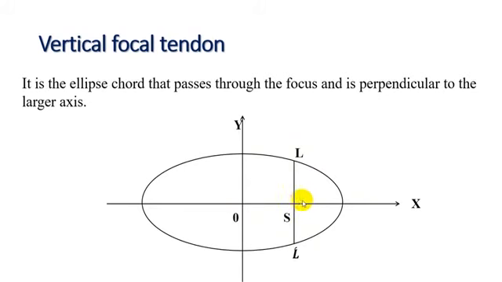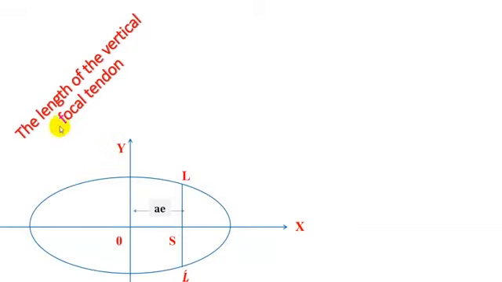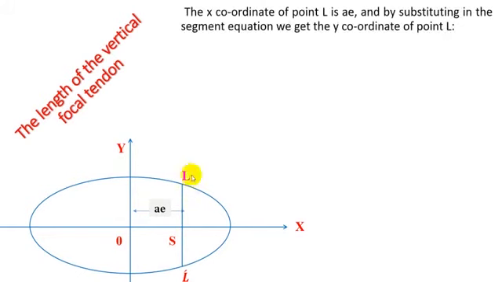That is why we call it the chord, the length of the chord. So the chord, that means cord or tendon, is what comes through from L to L dash. So the length of it is S. Okay, let's see the length of the vertical focal chord. It is away from Y with distance AE, and we say that the X coordinate of point L is AE.